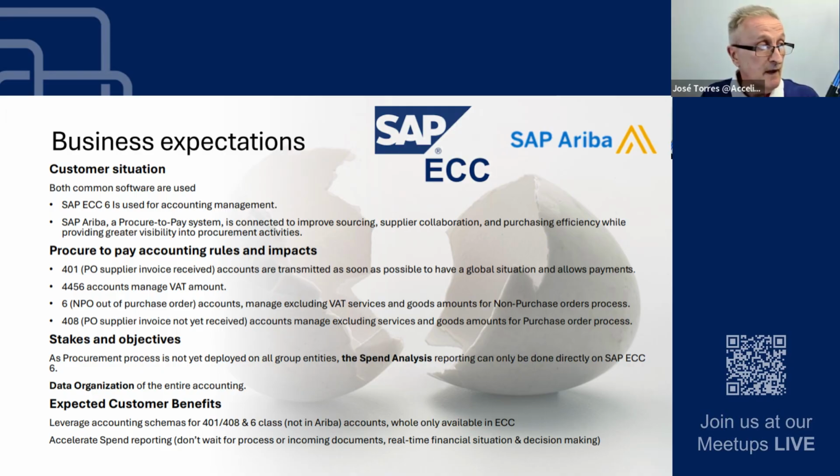The customer uses SAP Ariba for planning, for budgeting, and for planning purchase orders. But this system Ariba is not enough. So we had to go up to ECC and to leverage accounting schemas to reach the expected customer benefits, to accelerate spend reporting. So now we are able to report day to day for decision making.